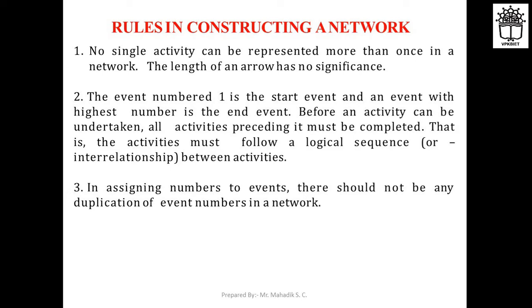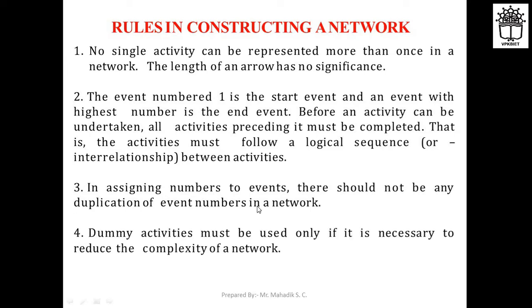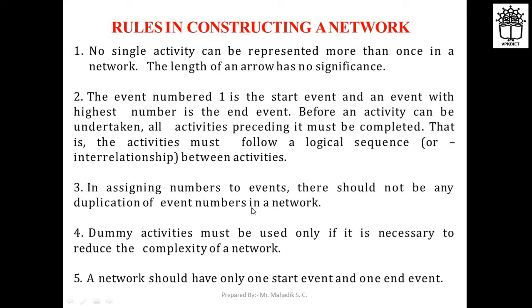Then third, in assigning numbers to events, there should not be any duplication of event numbers in a network. Fourth, dummy activities must be used only if it is necessary to reduce the complexity of the network. The next, a network should have only one start event and only one end event. So these are some rules to be followed.